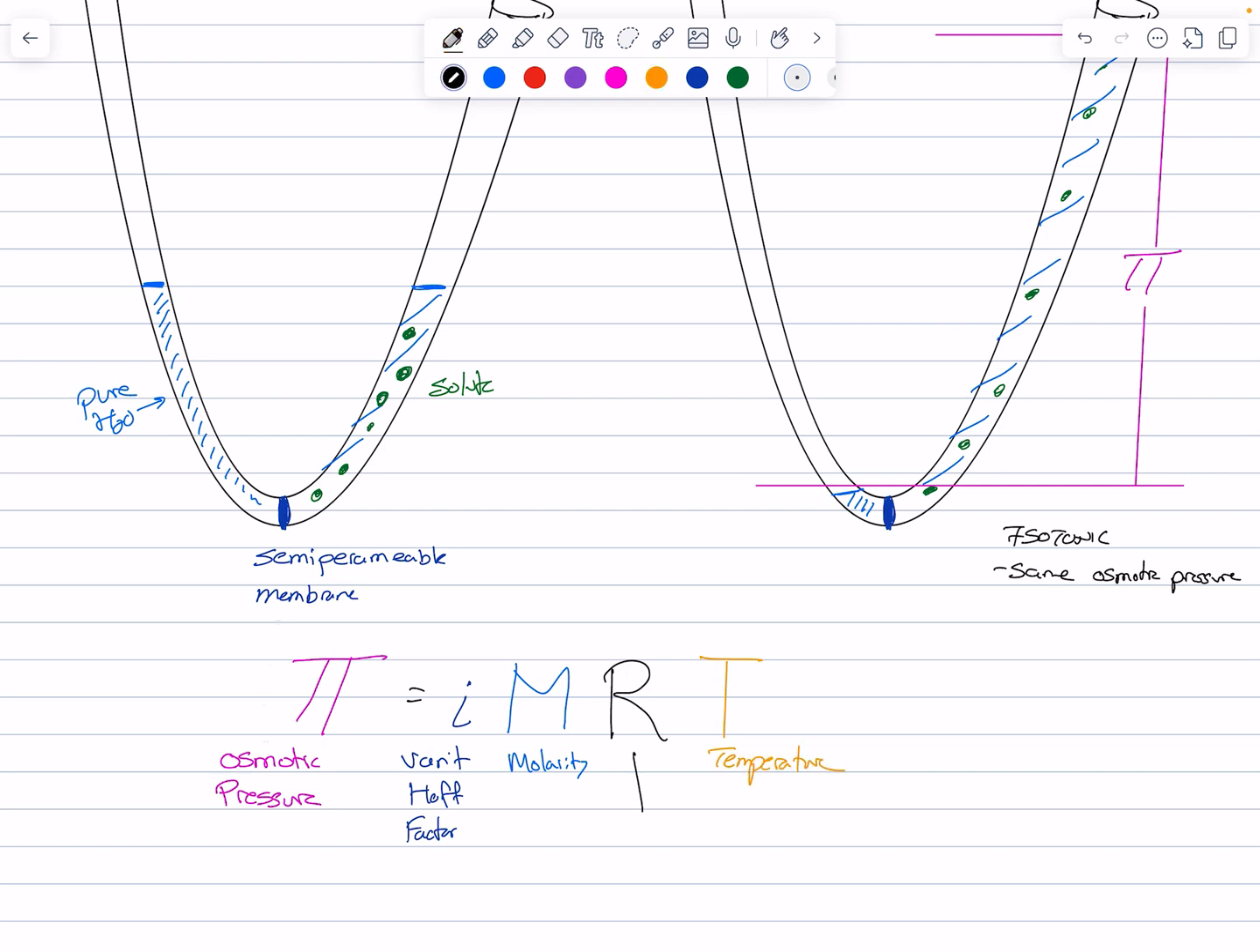And R. What R do we use? Well, great question. 0.08206. And the units would be liters, atmospheres, per mole, and Kelvin. All right, so we got to use those units so we know what pi has to be in. Atmospheres, molarity, moles per liter. Temperature has to be in Kelvin.